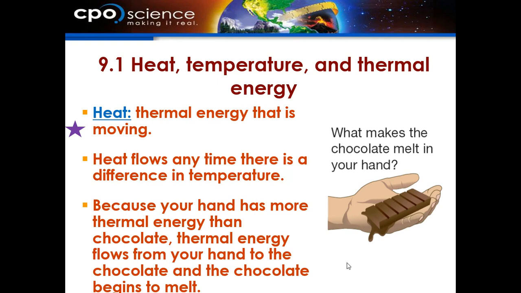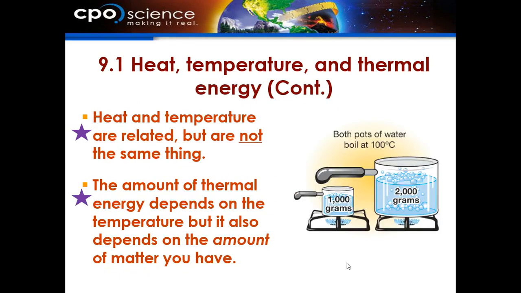So heat flows anytime there is a difference in temperature. A difference in temperature means that heat is going to flow from high to low. Because your hand has more thermal energy than the chocolate, thermal energy flows from your hand to the chocolate, and the chocolate begins to melt. Not anything too crazy. Heat and temperature are related, but they are not the exact same thing.